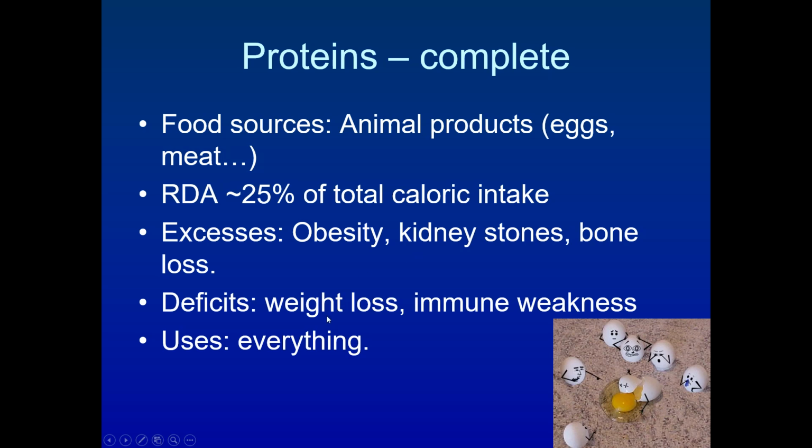If you don't get enough, you can have some very major problems because you use proteins for everything. Remember, antibodies are proteins, so they have an immune function. The transport proteins in your bloodstream, like hemoglobin and albumin, are proteins, and so you need them for that. You need them for body structures, you need them for hormones, and so they're very important things that you need to have.